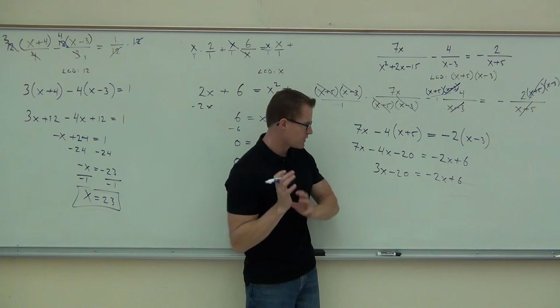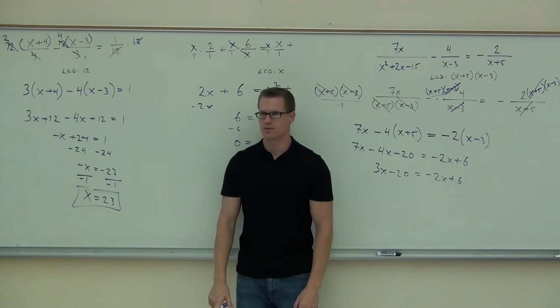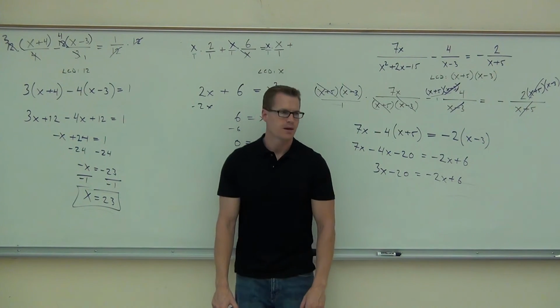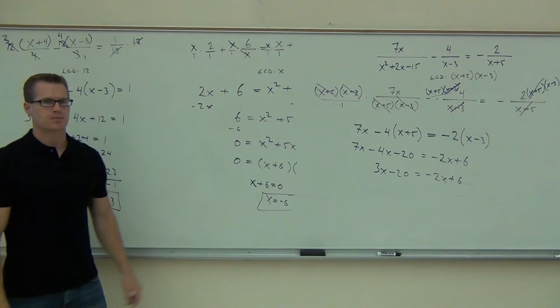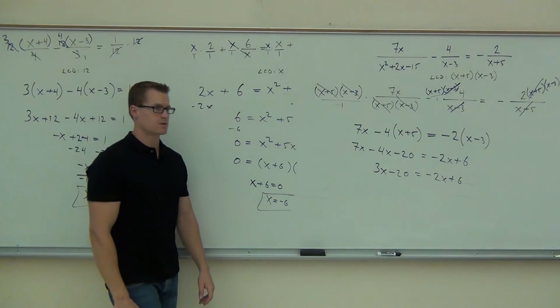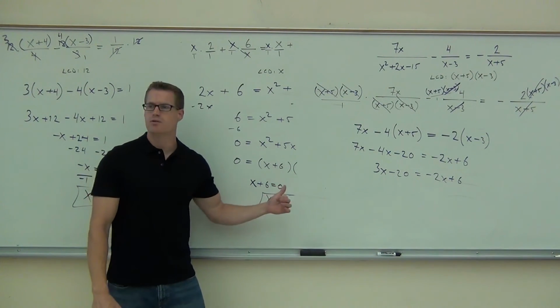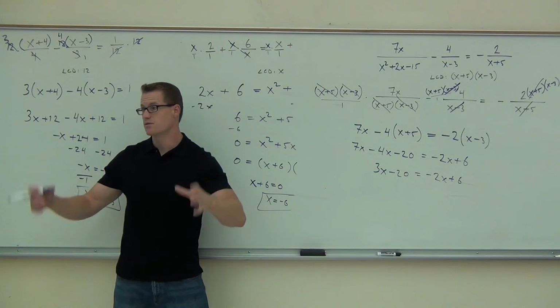Am I supposed to get everything to one side and 0 on the other side on this problem? Is this problem the same as this problem? No. What's the difference? It doesn't have that x squared. All right, x squared, that's what we do. That's the only way we know how to solve it right now. You get it equal to 0 and you factor it.